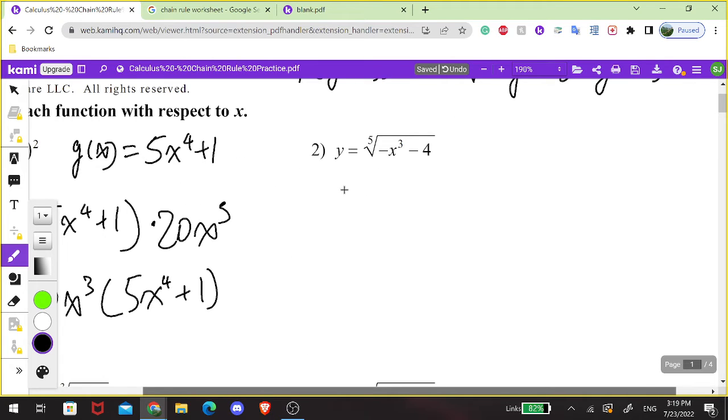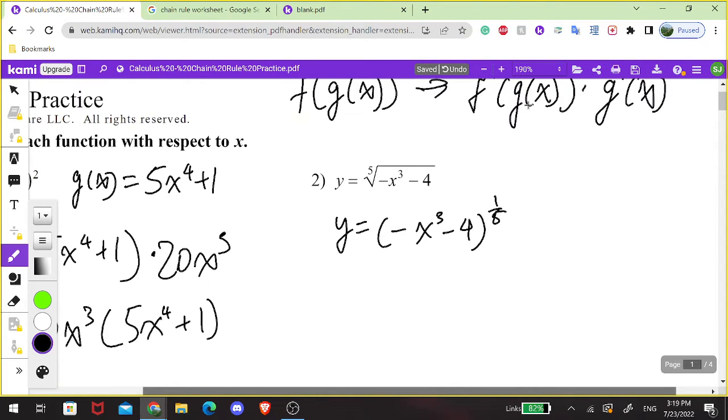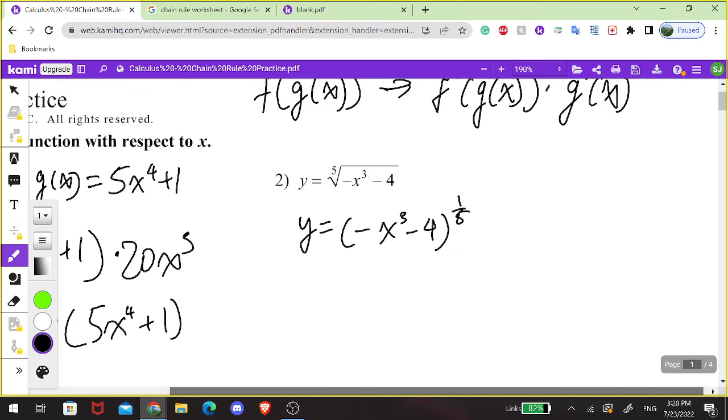So this is basically y = (-x^3 - 4)^(1/5). Now, we're going to have to use some power rule again. First, we treat this as g(x), so we take the derivative of this entire thing to the 1/5 power. We drop the 1/5 in front. This will become 1/5 times (-x^3 - 4) to the negative 4/5 power, since 1/5 minus 1 is negative 4/5. Okay, now we took the derivative of the outside.